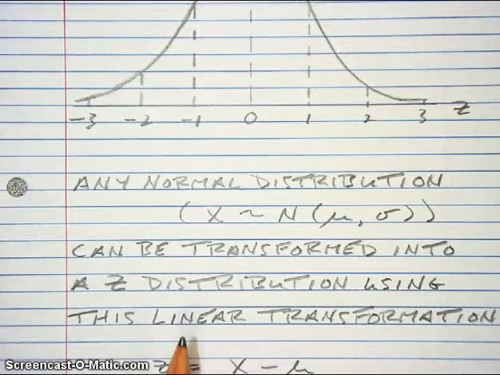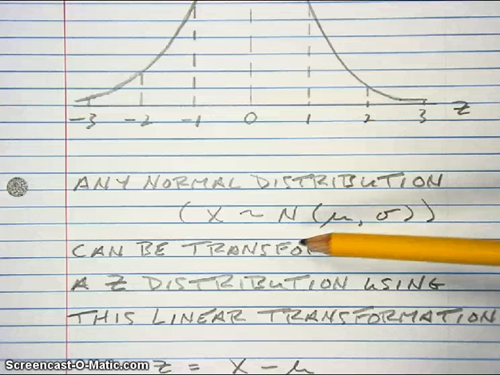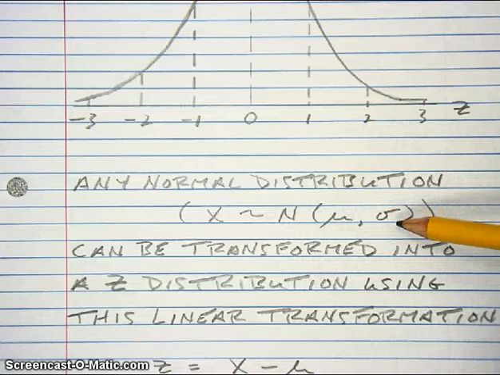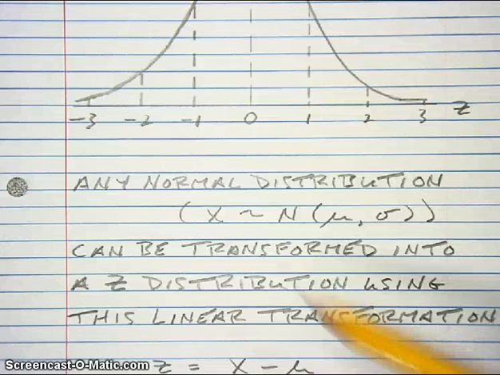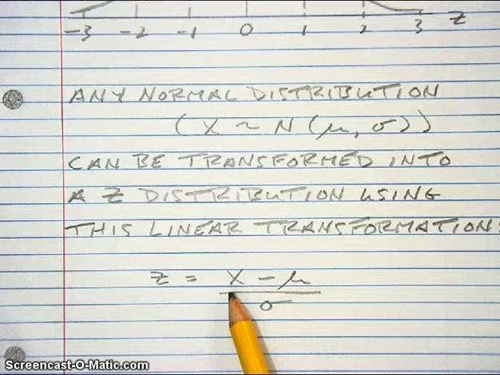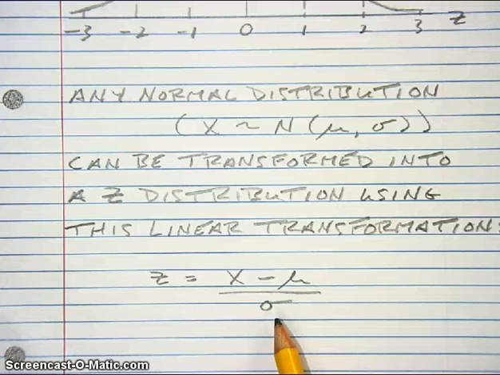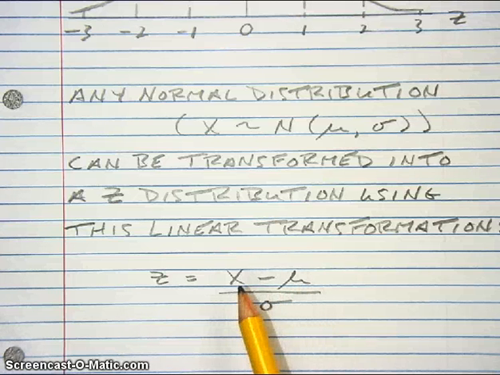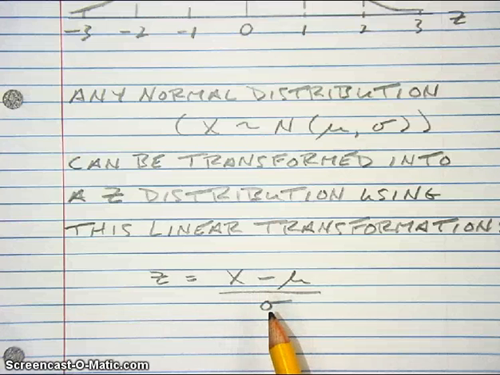Any normal distribution, if you have any variable x that's normally distributed with a mean of mu and a standard deviation of sigma, you can transform that into a Z. You can transform the variable into a Z, transform the distribution into a Z distribution using this linear transformation. You just subtract the mean mu from all of your x values and divide the result by sigma. Now this is a linear transformation. Subtracting the mean mu moves the distribution so that its center is at 0, and then dividing the results by sigma changes the standard deviation or spread of the distribution so that the new standard deviation is 1.